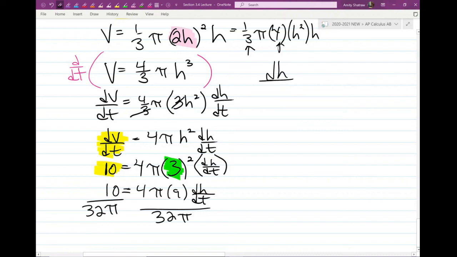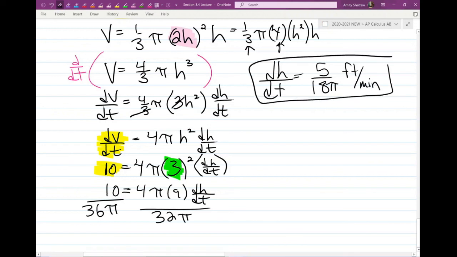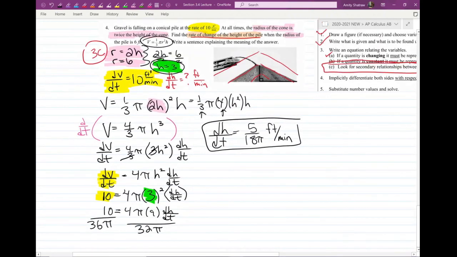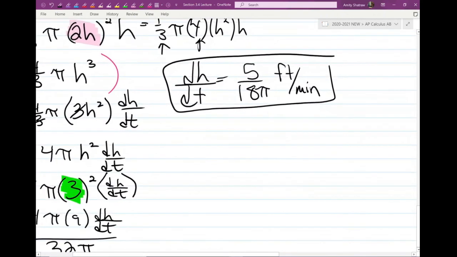So dh dt is equal to 5/18 pi. 10 can be divided by 2, you get 5. 36 divided by 2 is 18, and so 5/18 pi is my answer, and I don't have to put this into a calculator, okay? You can leave it as an exact answer, but make sure you put that feet per minute down. And that's your answer, except don't forget, up there somewhere it says, please write a sentence explaining the meaning of your answer.